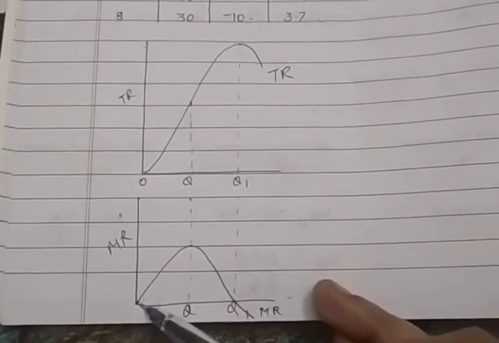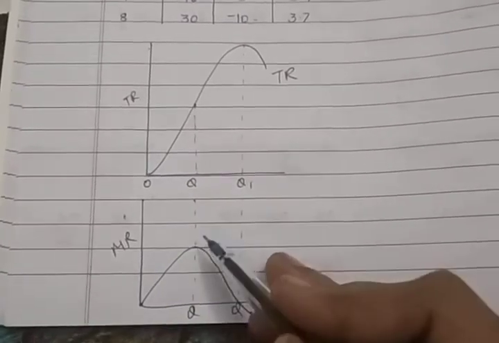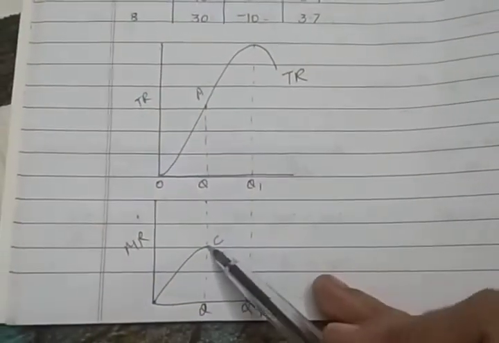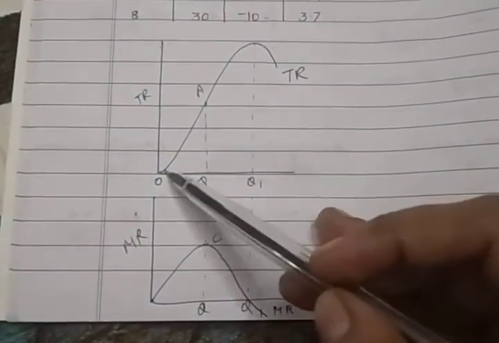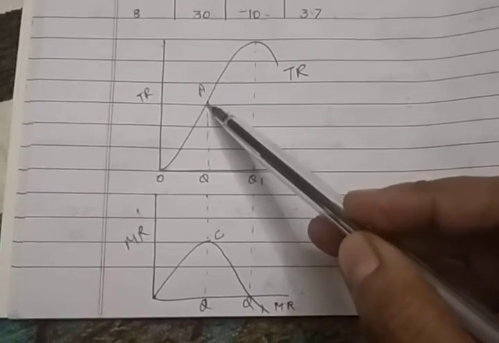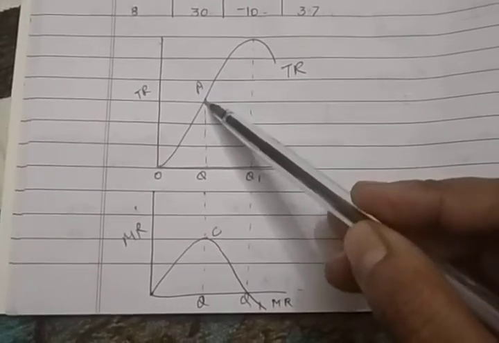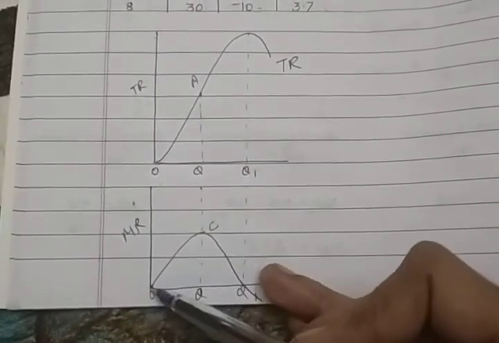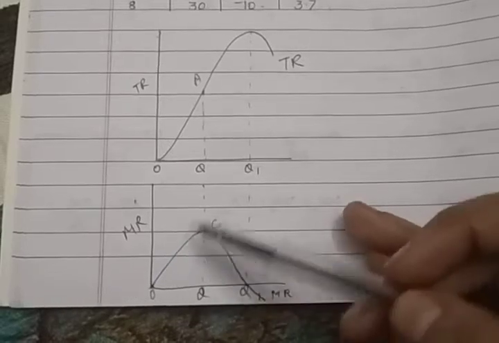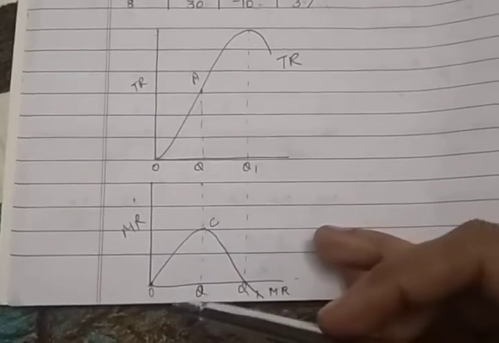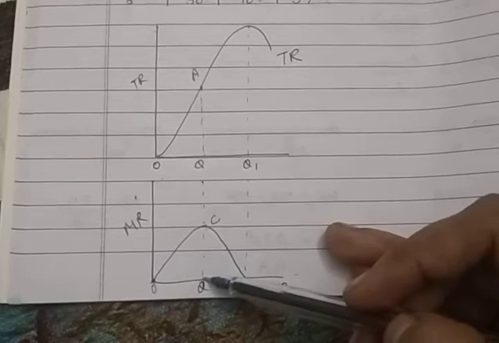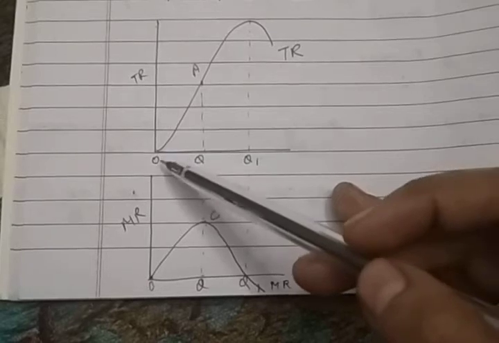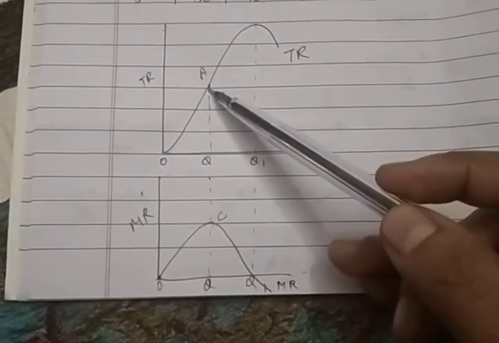First you can see that MR increases till this point, till the C point, MR increases. So TR also, you can see in the first portion till point A, increases at an increasing rate. So that means in the diagram MR increases from point O to C up to the OQ level of output. Accordingly TR also increases at an increasing rate from point O to A. This is your first relationship.